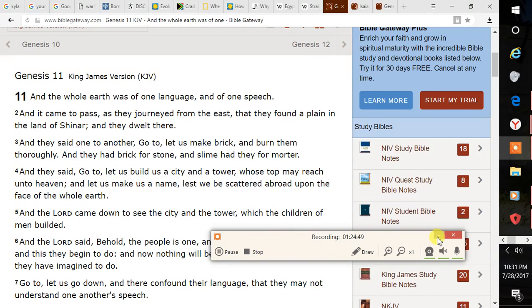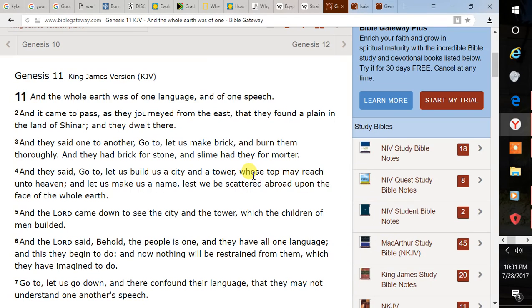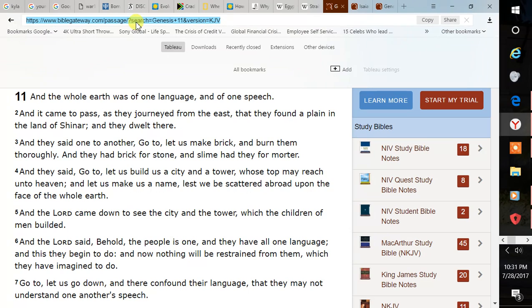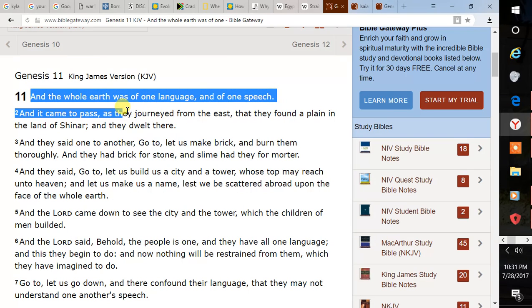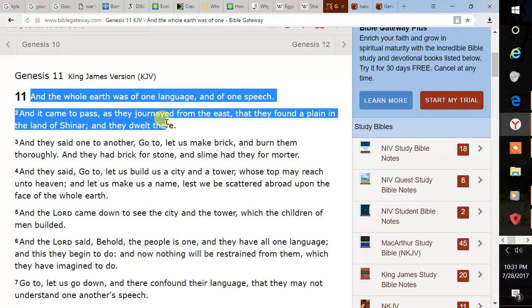Now I pick up this story. I just want you guys to keep following me so you understand where I'm going. Now I pick up the next story from Genesis chapter 11, from the King James Version, and I read from verse 1, and it says, "And the whole earth was of one language and of one speech. And it came to pass as they journeyed from the east that they found a plain in the land of Shinar, and they dwelt there.